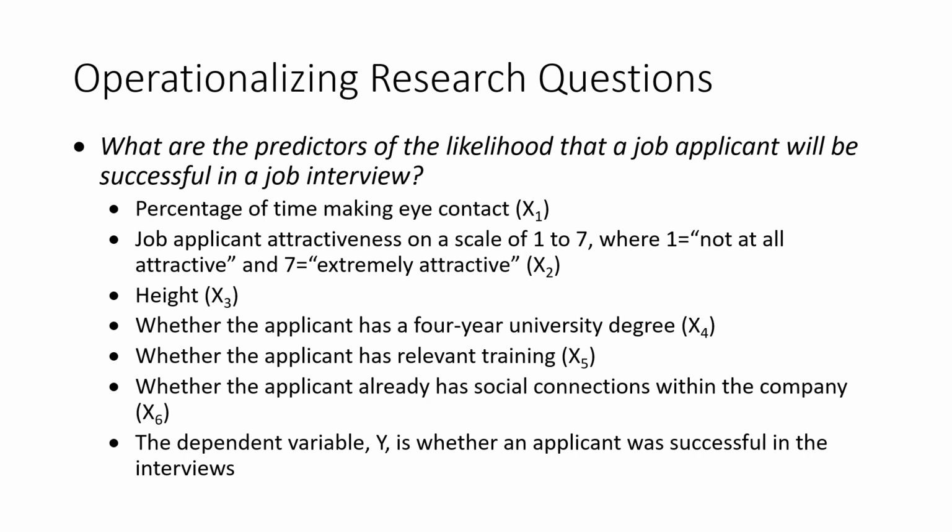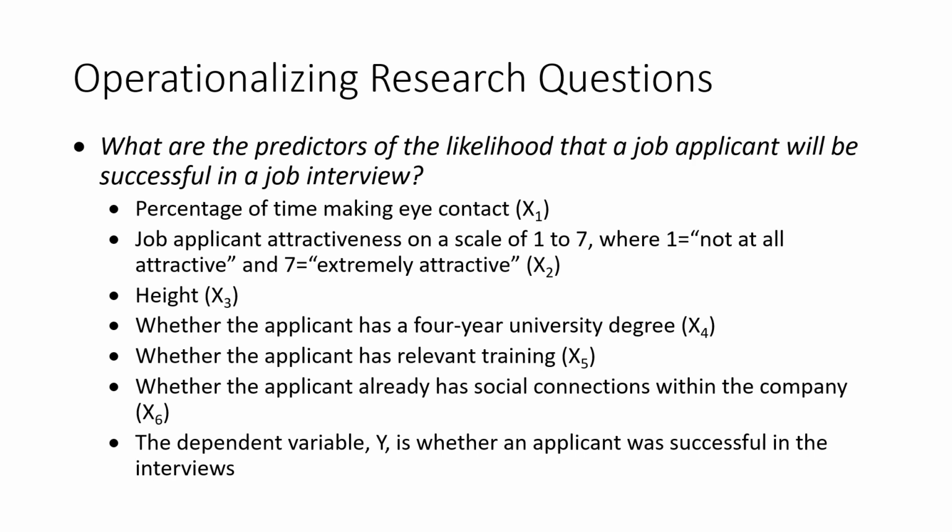It's either you succeeded or you didn't succeed. So I've listed out again a series of potential predictors that you could put into a logistic regression equation. Maybe the percentage of time making eye contact, that would be x1. That's a scale level variable. You make good eye contact, you might be more likely to be successful.